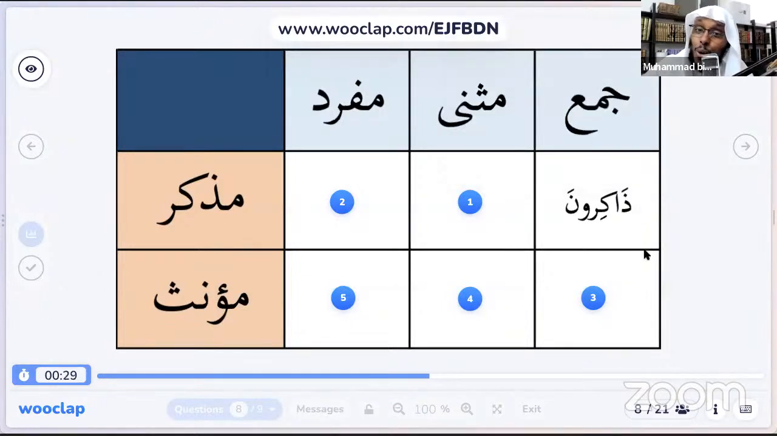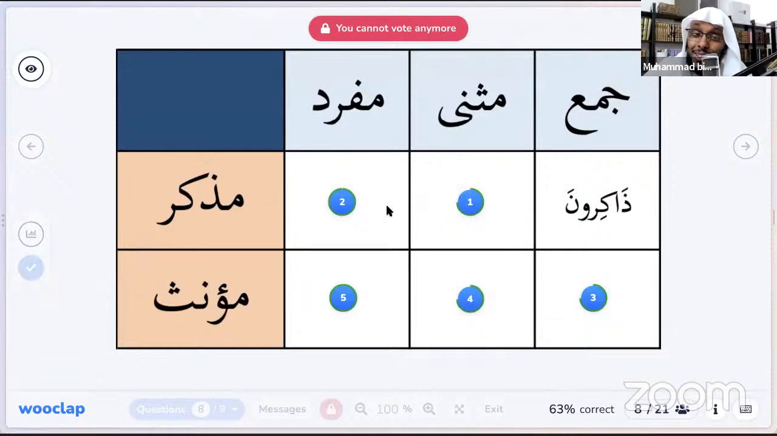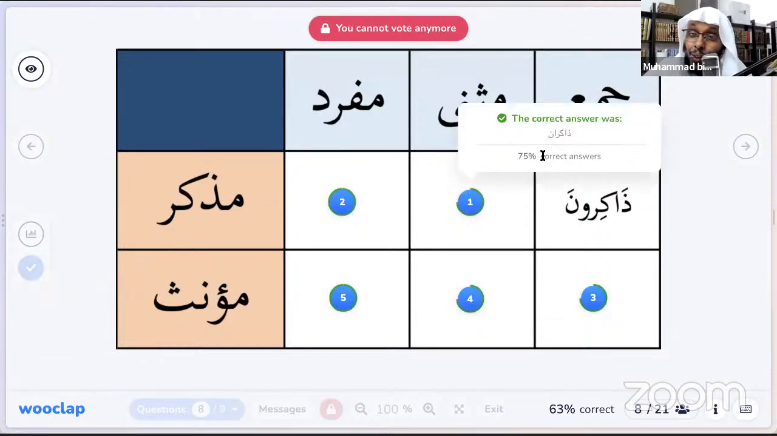I think I know where the mistake happened. You mixed up between Muthanna and Mu'annath. I'm sure that's where the mistake lies. But even if you did, I would say you have no excuse. Why? Because this Muthanna is next to Jama' and Mufrad, whereas this Mu'annath is next to Mudhakkar. So you should know the difference, okay?